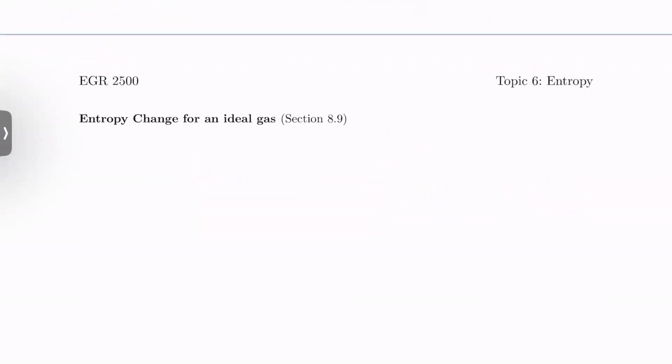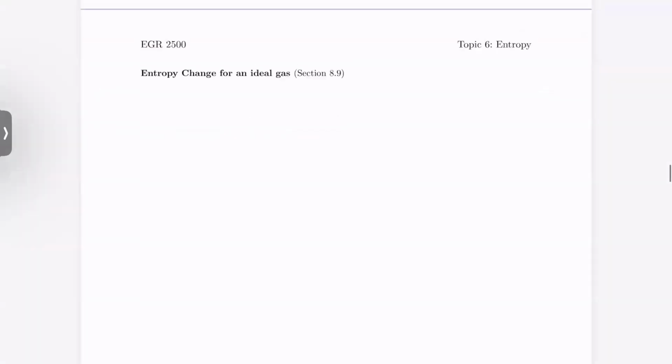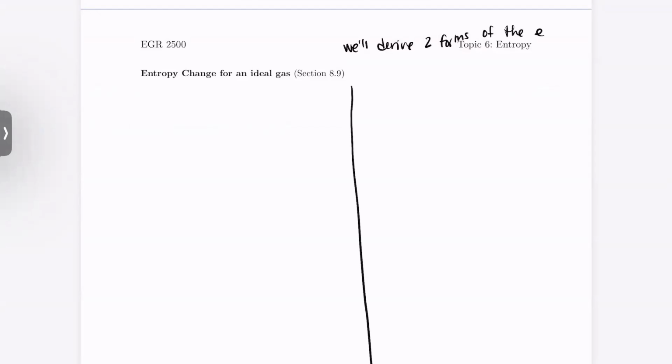Now let's talk about entropy change for an ideal gas. So we're shifting from an incompressible substance to an ideal gas, which is of course able to be compressed because it's a gas. All right. And so we're going to do two forms of this equation side by side. So we're going to do kind of like a simultaneous derivation. It's going to be fun. All right. So I'm going to just divide my page in half. So we'll derive two forms of the equation here side by side.